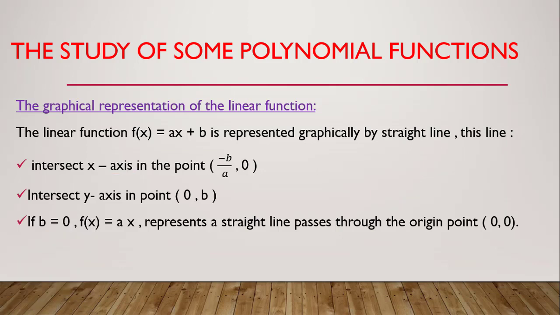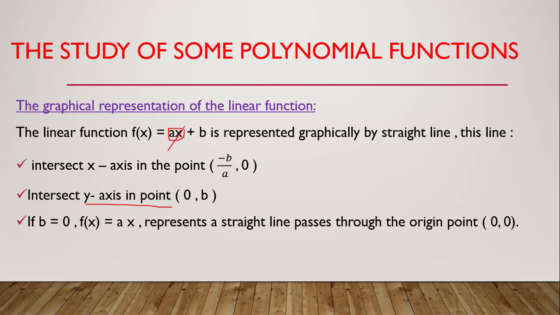Okay, also it will intersect the y-axis at a point. Intersection with y, as we said before, means x equals 0, so the first projection of this point will be 0. The second projection, if you put x equals 0, then f of x equals b. So the point of intersection with the y-axis will be 0 and b.